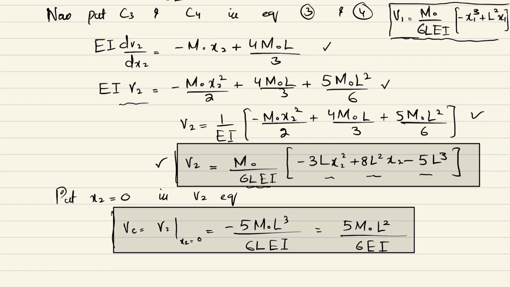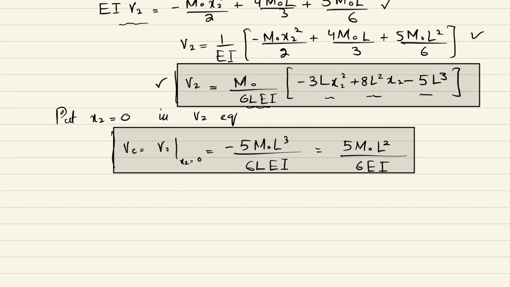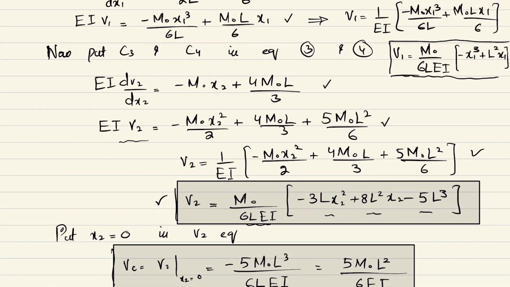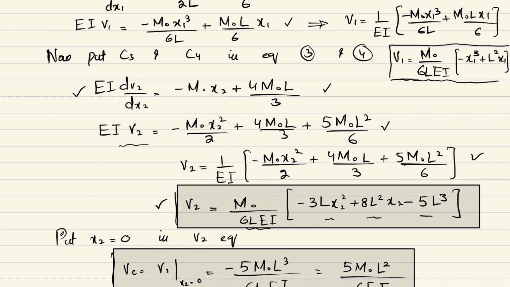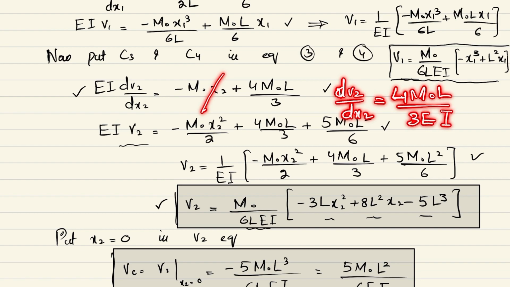So this is the deflection at point C. You can also find the slope at point C. So put x2 is equal to 0 in dv2 over dx2 in this equation. When you put x2 is equal to 0, this term will be 0 and we will be left with dv2 over dx2 will be equal to 4 m naught L over 3EI, and this will be the answer.